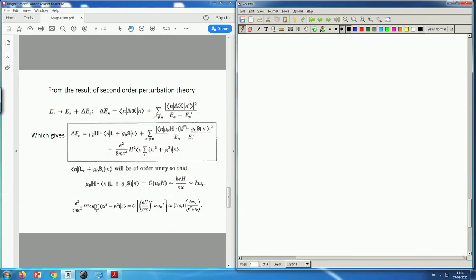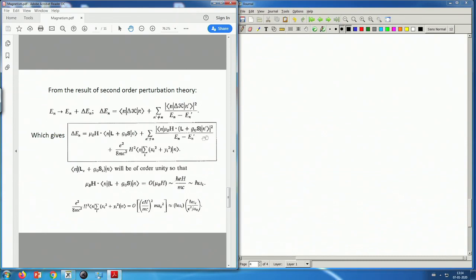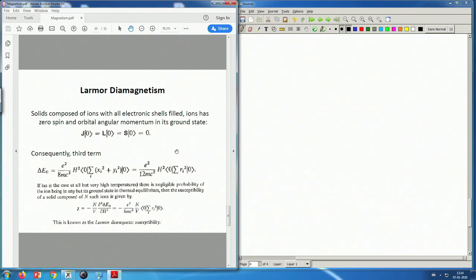I have already alluded to it, because if you look at it, this last term is proportional to h square, and it turns out to be negative, and I will come back to it in my next class, and that is why the susceptibility is negative, and it is called the Larmor diamagnetic susceptibility. So, these two contributions have to be calculated based on the atomic configurations inside the ion.